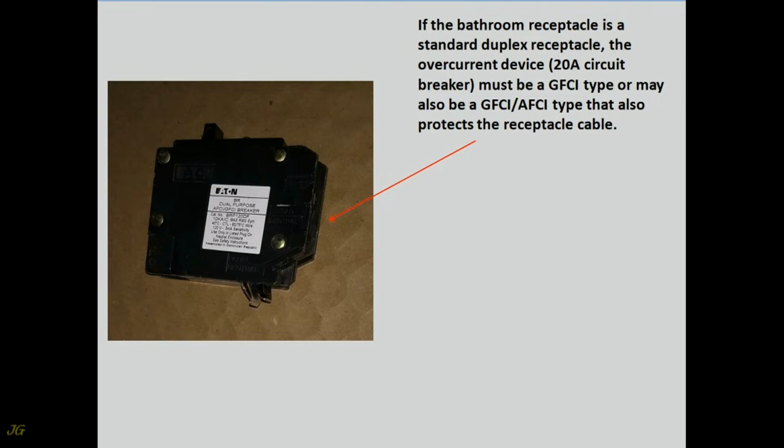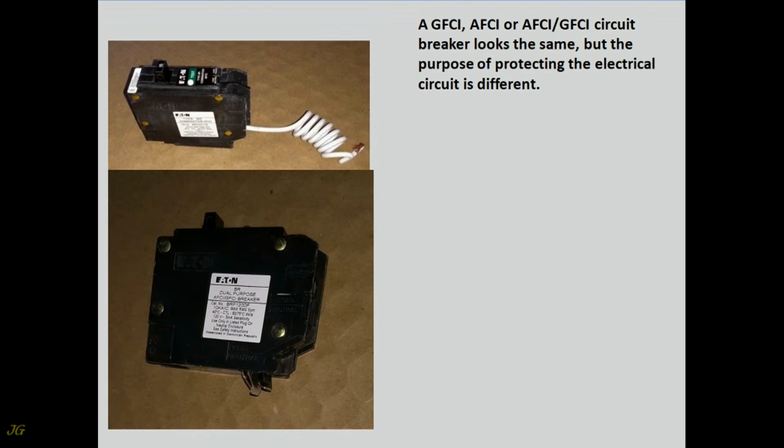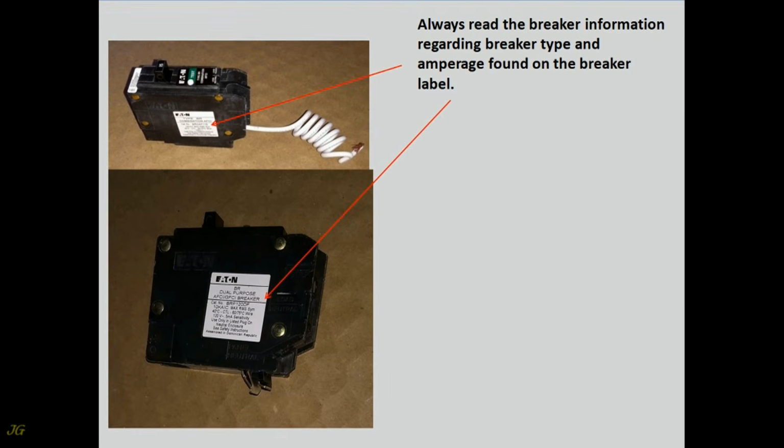If the bathroom receptacle is a standard duplex receptacle, the overcurrent device, a 20 amp circuit breaker, must be a GFCI type, or may also be a GFCI, AFCI type that also protects the receptacle cable. A GFCI, AFCI or AFCI, GFCI circuit breaker looks the same, but the purpose of protecting the electrical circuit is different. Always read the breaker information regarding breaker type and amperage found on the breaker label.